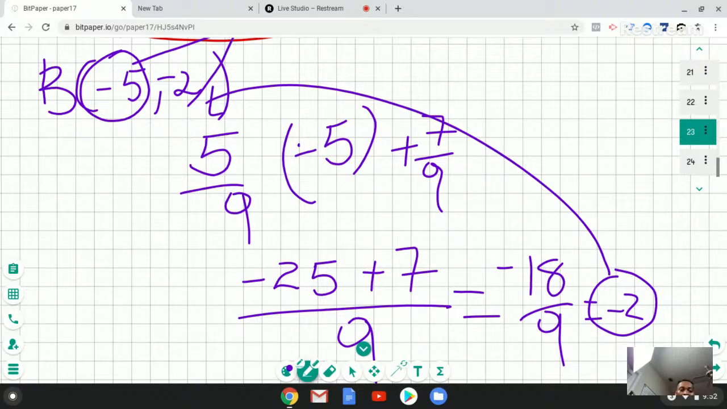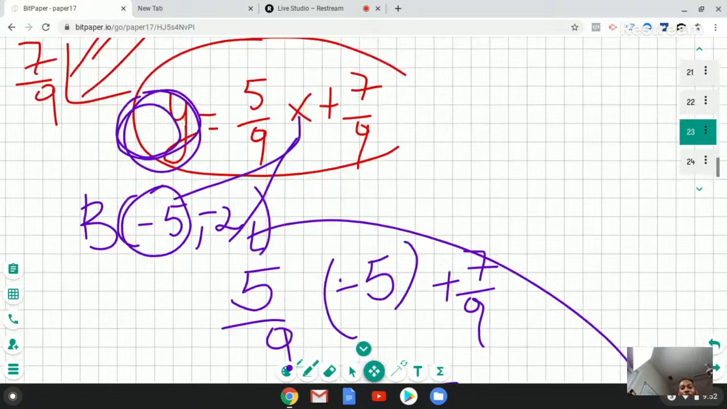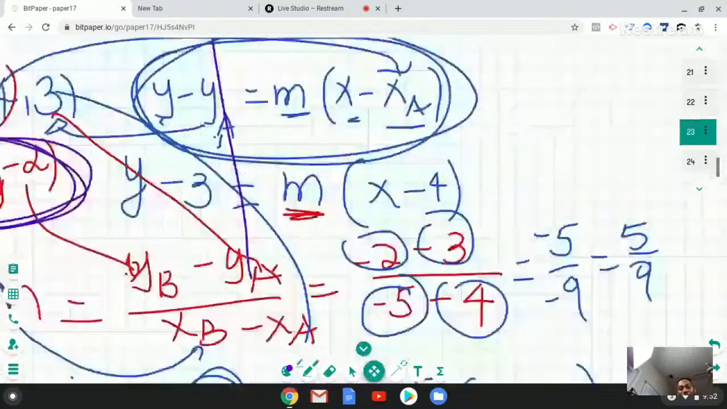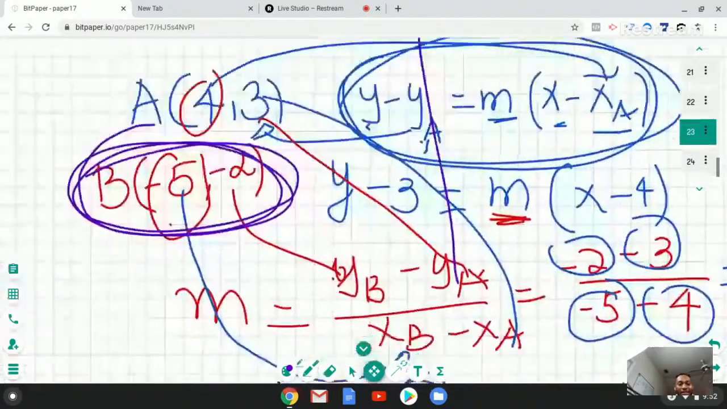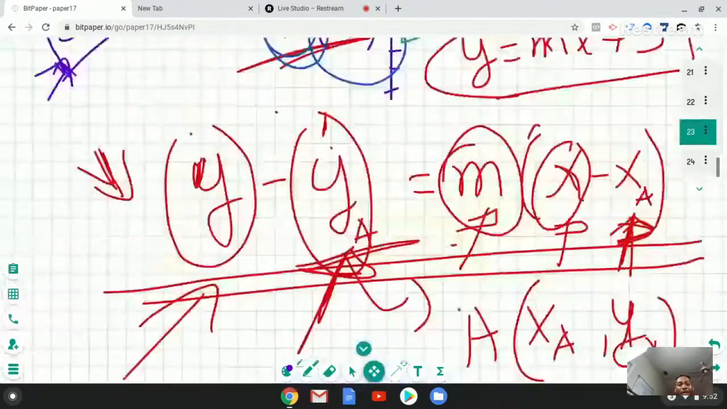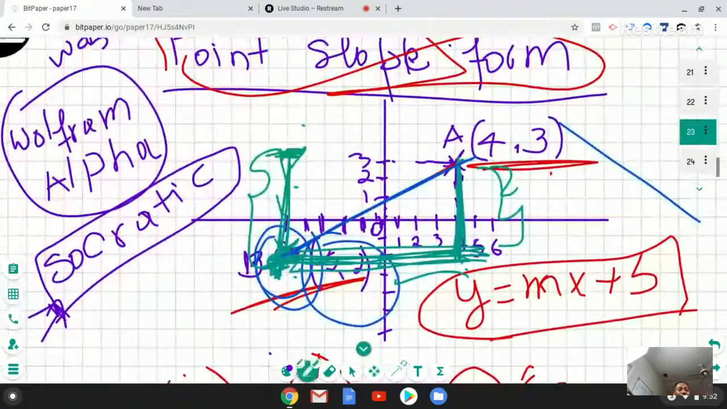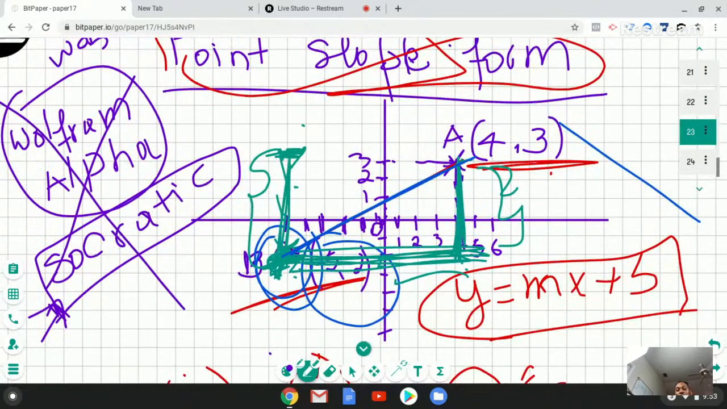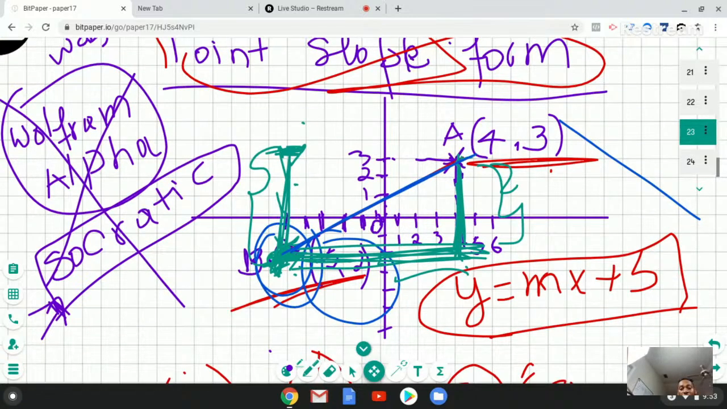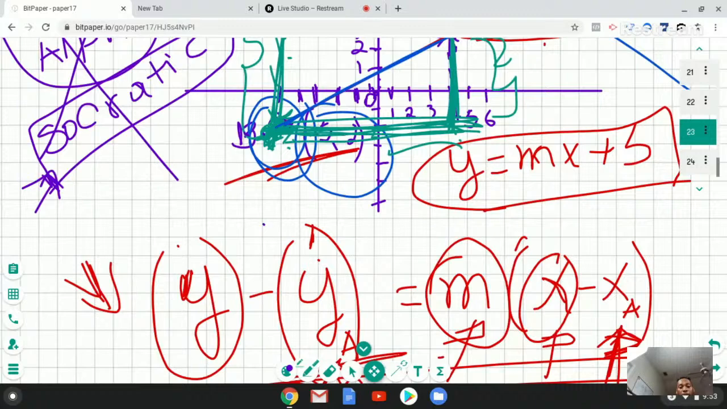So let me recap. What was the point of all of this? What did we do in that about 30-minute span? So this is what we did. We started with two points, a point A and a point B, and we wanted to know the point slope form. So we know what the formula for the point slope form is, and we wrote it down right here.